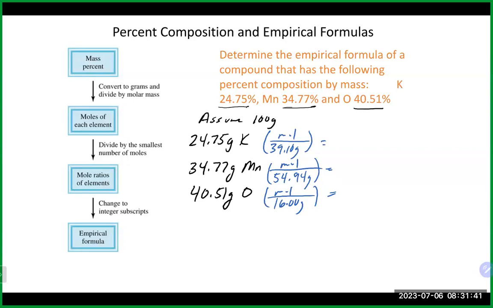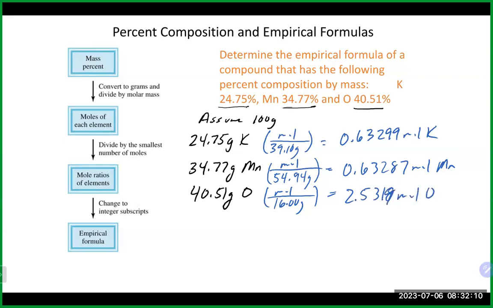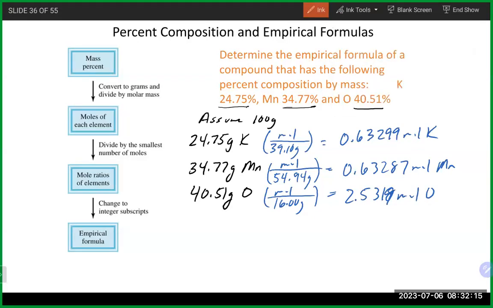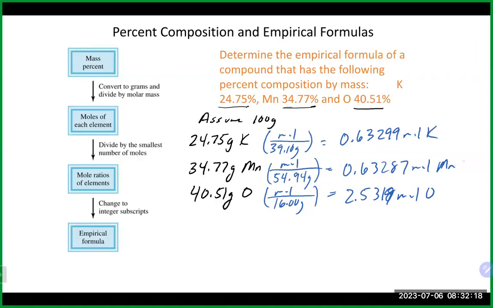24.75 divided by 39.10 is going to give us 0.63299 moles of potassium. 34.77 divided by 54.94 is going to give us 0.63287, and 40.51 divided by 16 will give us 2.5318 or 9 moles of oxygen. In this case, it's fairly close in terms of our smallest number of moles, but it looks like, bless you, that it is going to be Mn in this case.